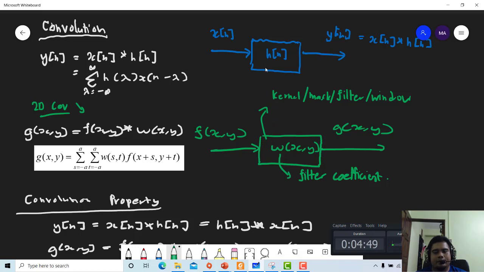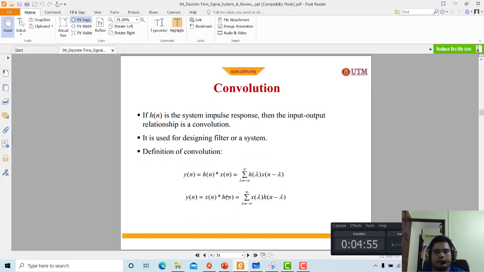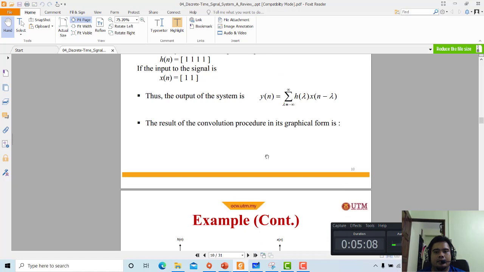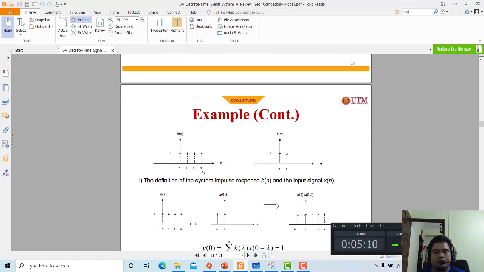If you go back to these examples, on this slide on one-dimensional convolution, this is an example. Let's say this is the input signal, and you want to do the convolution with this h[n], and this is how you do the convolution.